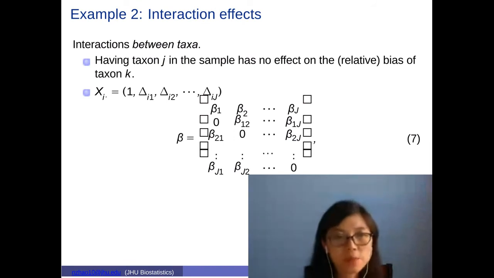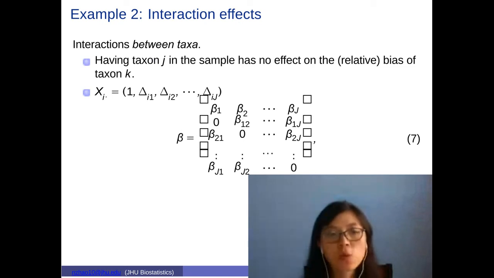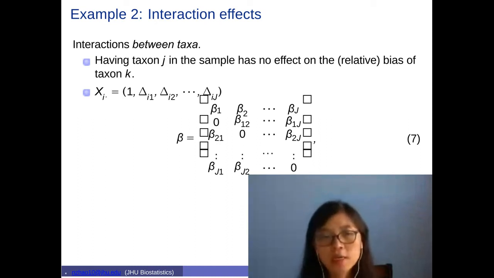Another example is that suppose we are interested in testing the interactions. Then the X matrix will have an intercept. Then you have a delta matrix, which essentially represents whether taxon 1 is present in sample 1 or taxon 2 is present in sample 1. And your beta matrix will look like this, where the first row represents the main effect, and below it represent the interactions, where the diagonal of the lower J by J matrix is zeros, because the main effect is already in the first row.